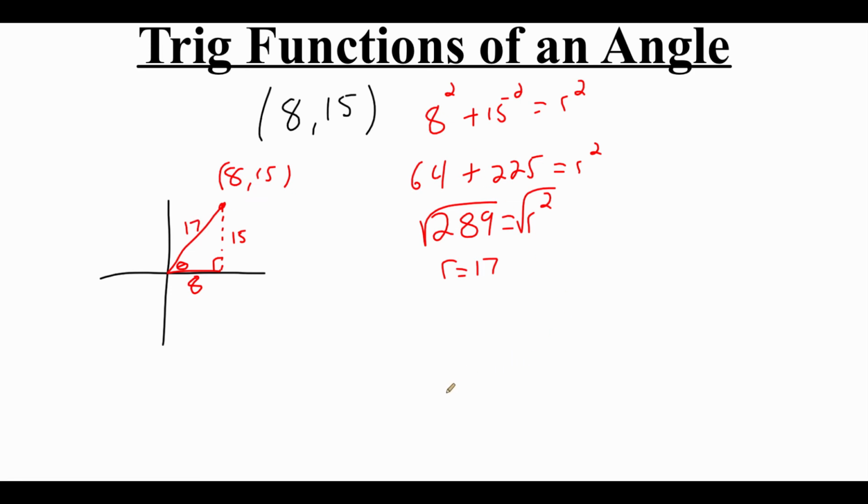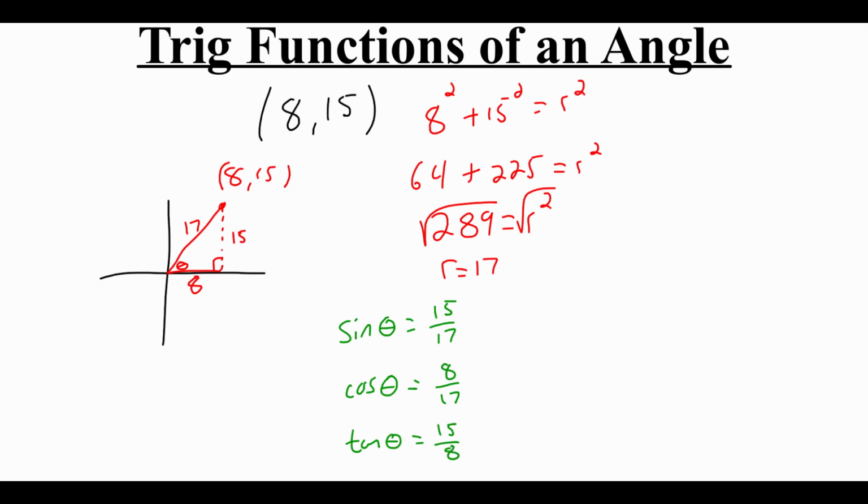Now from here, I want to start doing all of my trig things. So I'm going to start by doing the sine of theta. So I look at my angle theta. Sine is the opposite side over the hypotenuse. So that's 15 over 17. For the cosine of the angle theta, that's the adjacent side, which is 8 over the hypotenuse of 17. And then for the tangent of angle theta, that's the opposite side over the adjacent. So that's going to be 15 over 8.